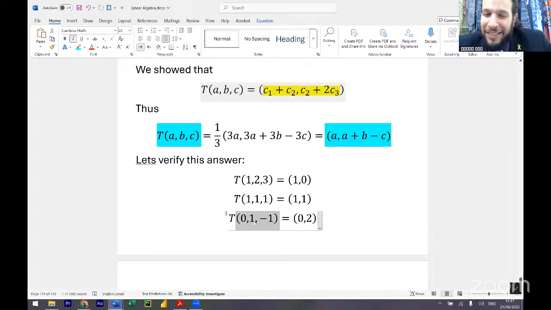doing. Lastly, if A is 0, B is 1, and C is minus 1, so we get 0 and 1 minus minus 1, it's 2. So yes, indeed, all these 3 equations hold with this formula, and therefore it works in general. For every ABC you will put, that is the function we found. Any questions up until now?